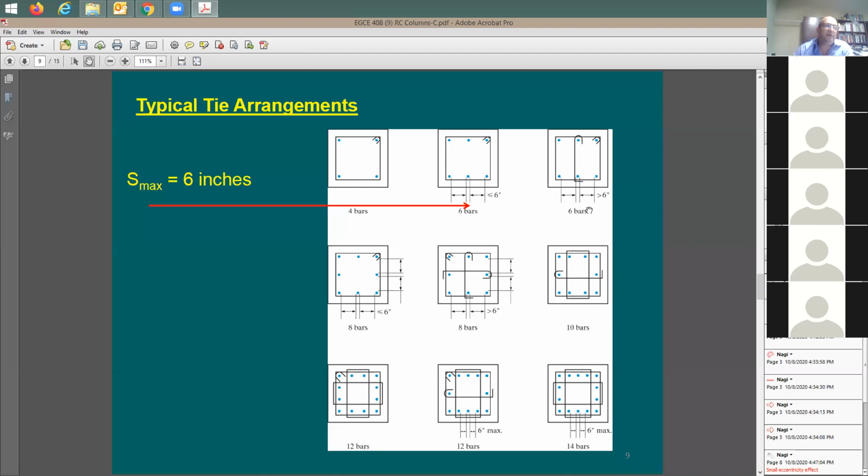Most likely, if you're in California, you don't do the column this way. It's going to be most likely like this. Because you need to have ties, enough ties in here. Or let's say if you have this number of vertical rebars, you're going to have this number of ties here, or this amount of ties.